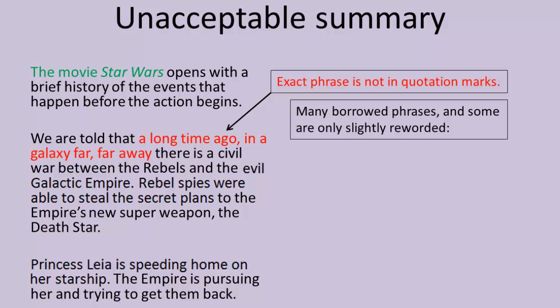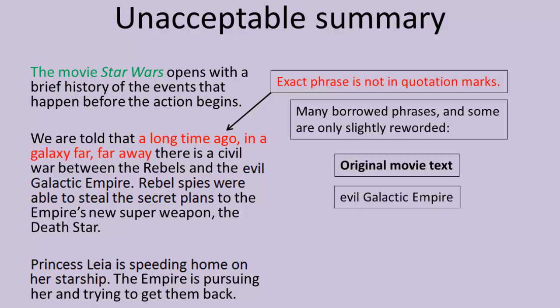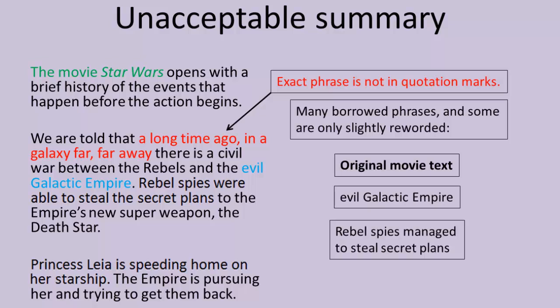And what about the rest of my wording? Well, I borrowed things, and I just changed them a little bit. So the original text from the movie was Evil Galactic Empire, and what have I got? Oh, well, I didn't even bother changing that, right? The Evil Galactic Empire. Again, it's not in quotes, and I just used it exactly the way it was. Rebel spies managed to steal secret plans. Well, what did I use? I used rebel spies were able to steal the secret plans.